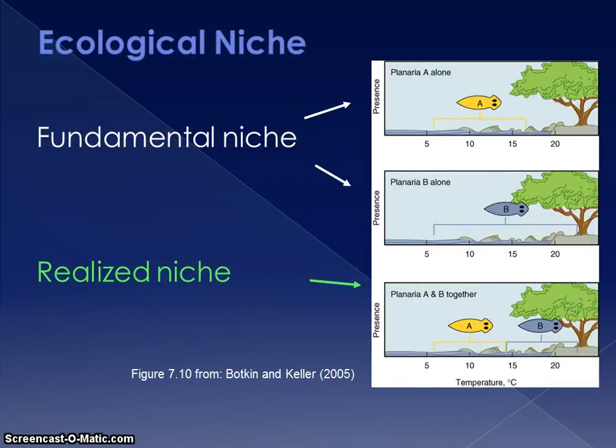Species interactions influence the species niche. The ecological niche is the range of physical and chemical conditions under which a species can persist and the array of essential resources it utilizes. The fundamental niche is the ecological niche of the species in the absence of interactions with other species.